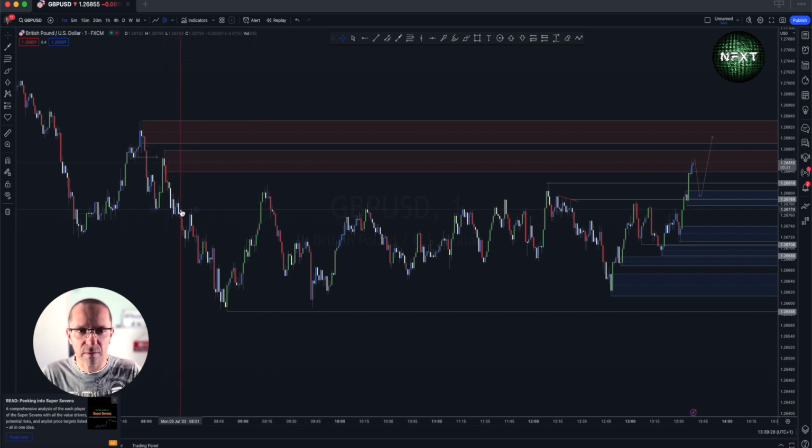So we're inside the area of supply. We could see that pullback now and then another continuation up. What we're actually seeing here, we're actually seeing a move up against this move to downside.